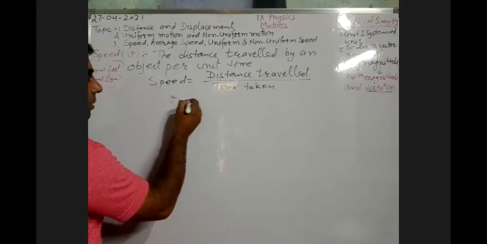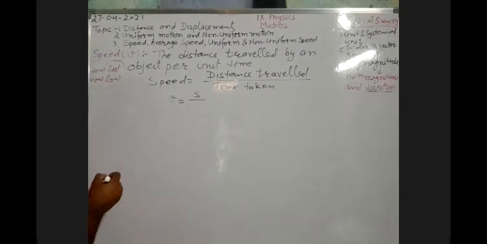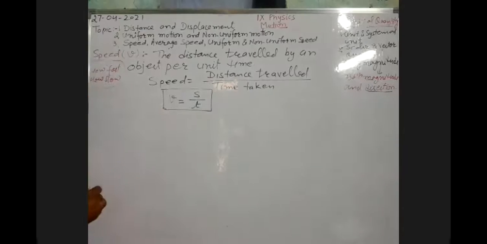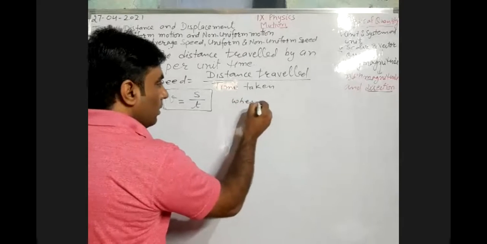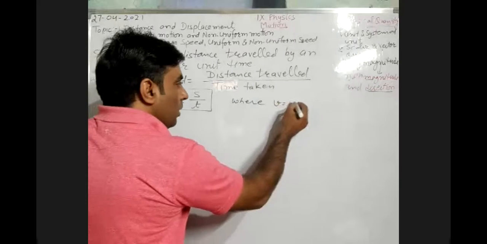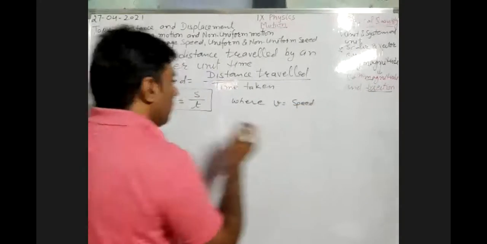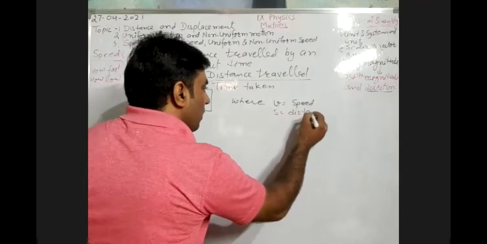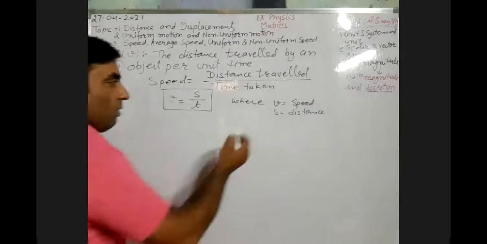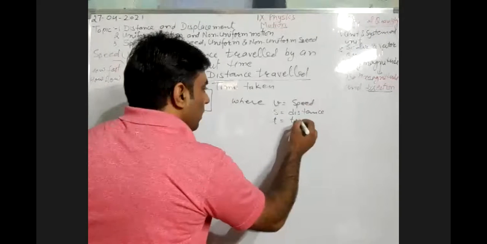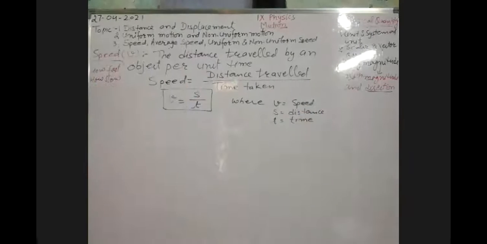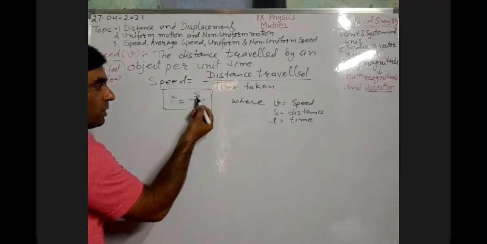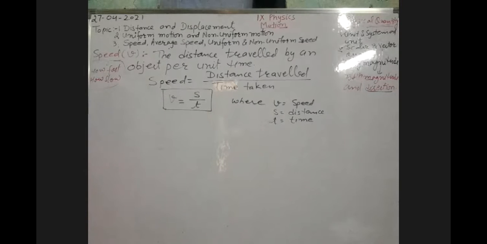So V will be equal to distance traveled, distance is denoted by S, and time taken is denoted by T. So this is the formula for speed, where V is the speed of the object with which it is moving. S is the distance traveled, distance covered. And T is the time taken. So mathematically we can write V is equal to S by T. So this is the formula of the speed.